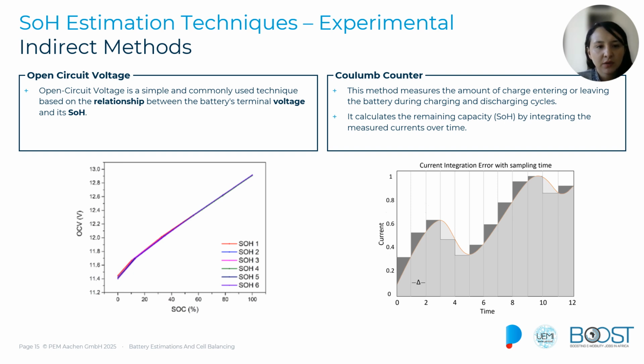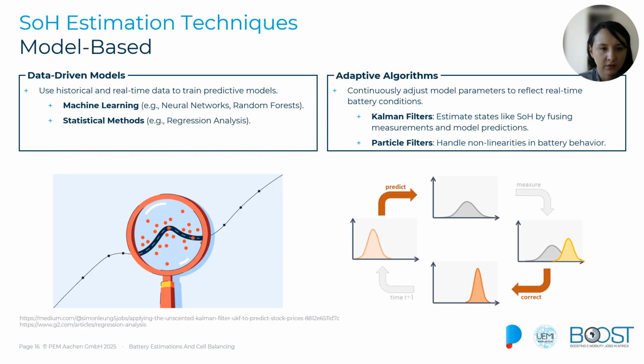In the indirect methods, we also have the open circuit voltage and the Coulomb counter, and both of those have already been explained. But we can correlate here the open circuit voltage with the state of health, not only with the state of charge. As you can see, we can also have different curves at different states of health, and in this way we can correlate the value of these parameters, but the accuracy is not very high. Using the Coulomb counter to calculate the remaining capacity by integrating the measured current over time, and comparing it with the initial condition, is also another possibility.